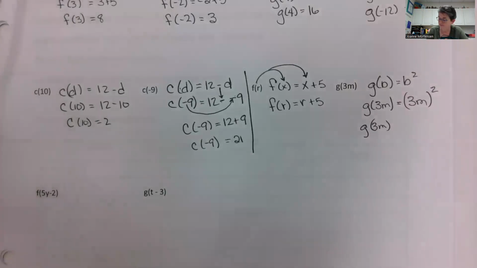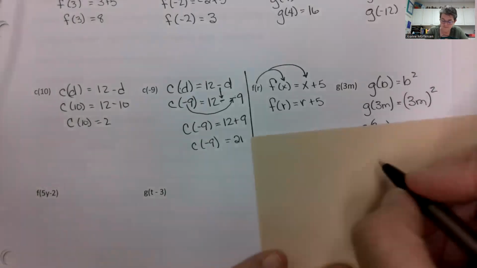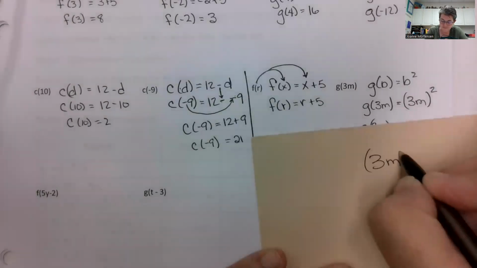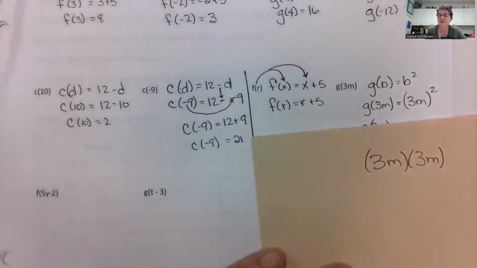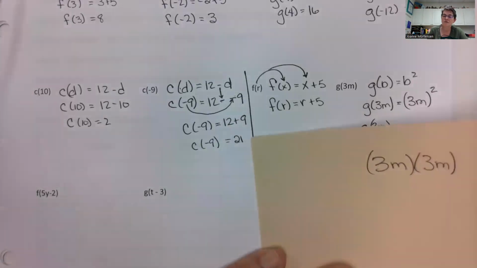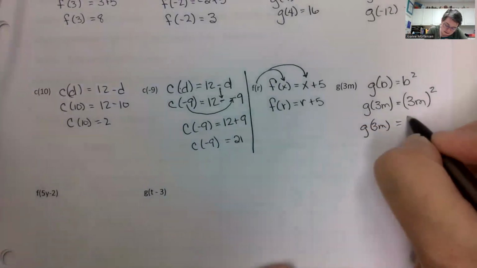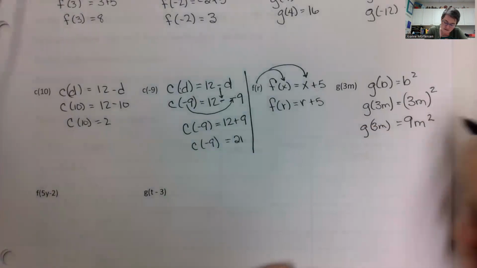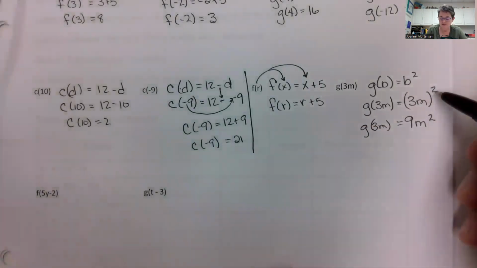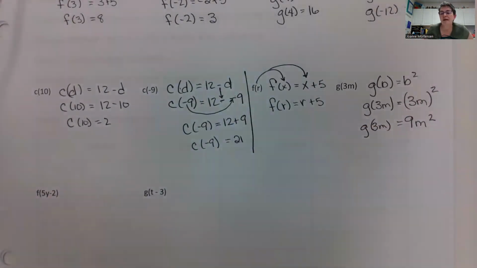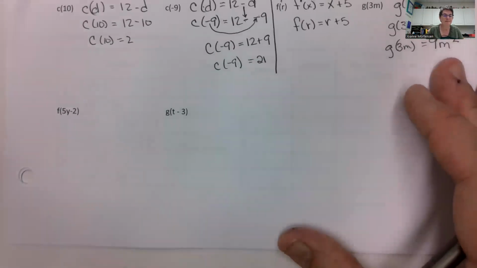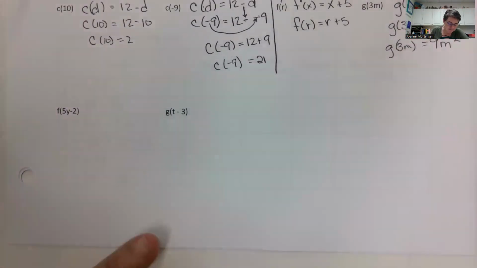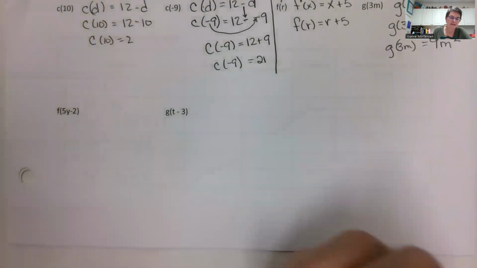So this, right? You all knew that. 3M times 3M. So that's going to give me 9M squared. So that square doesn't apply just to the M. It also applies to the 9. Two more. They were getting weirder as we went, but the rule's not going to change.